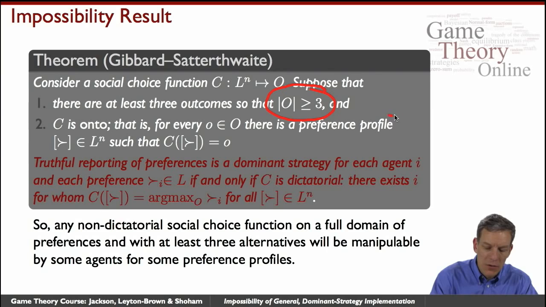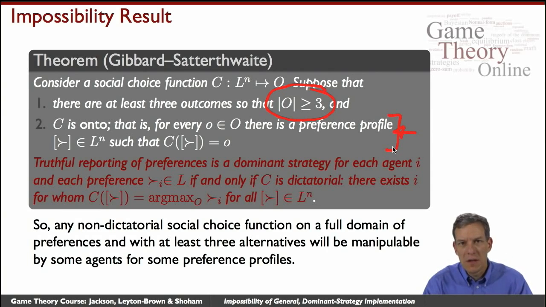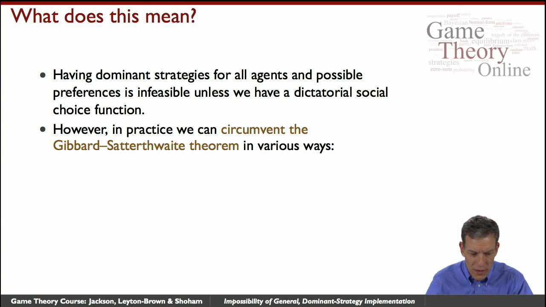If C is not onto, then we are ignoring certain outcomes. Then you're going to have some more limited conclusions here, that things are going to be dictatorial, but only on the range of the outcome function, if it still has at least three alternatives in it. So there are some limitations on this, but in terms of really getting around this kind of negative result, there are various ways we can think of doing this.